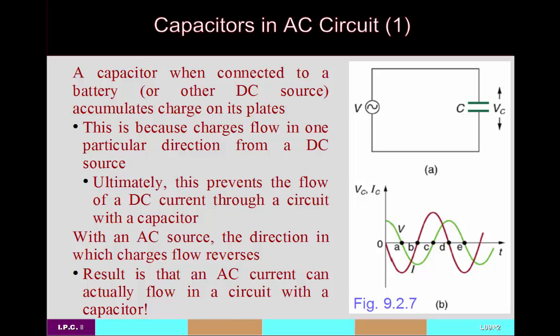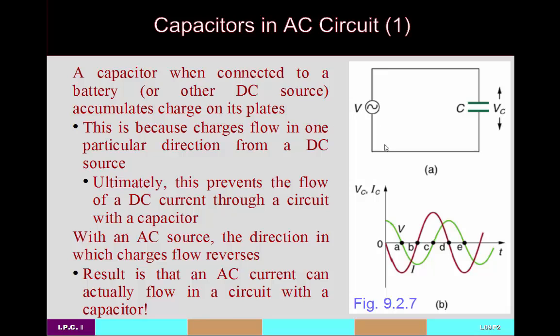A capacitor which has been connected to a battery or some other DC source basically ends up accumulating charge on its plates. So if you had a DC source here, you'd have some electron flow off here, accumulate on this plate, and kick an electron off of this plate, which would flow to the other end of the DC source. And so you'd slowly end up collecting electrons here, and you'd collect some positive charge on this plate.